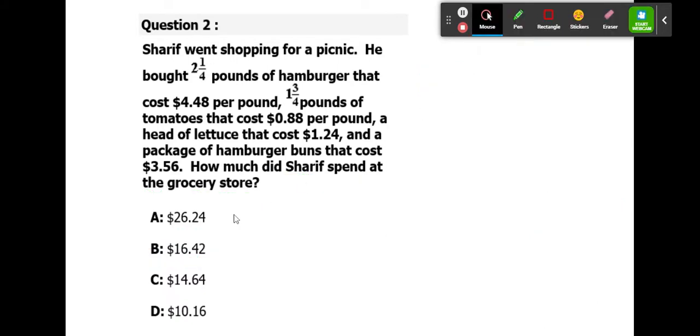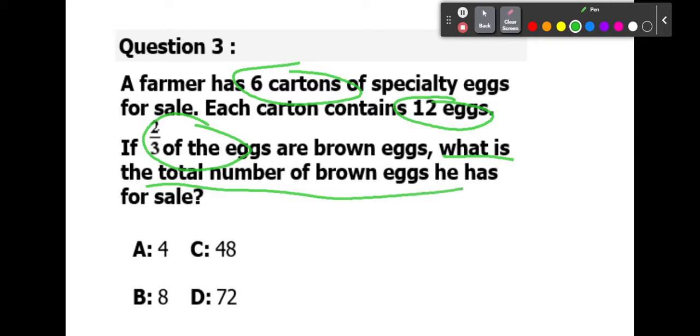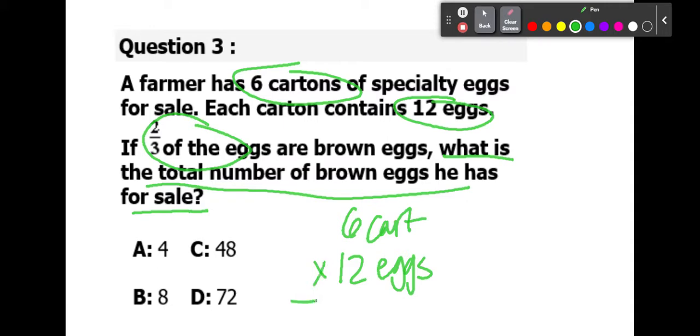All right, let's look at number 3. A farmer has 6 cartons of specialty eggs and each carton contains 12. If 2/3 of the eggs are brown, what is the total number of eggs? So 12 eggs, 6 cartons, 2/3 are brown. Underline the question: what is the total number of brown eggs he has for sale? There's 6 cartons and 12 eggs in each one, so he has 6 times 12. He has 72 total eggs. And 2/3 of his 72 eggs are brown.